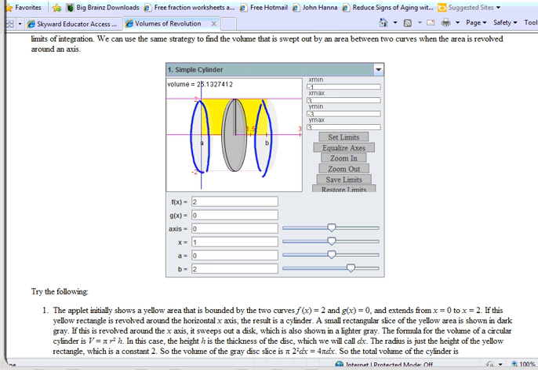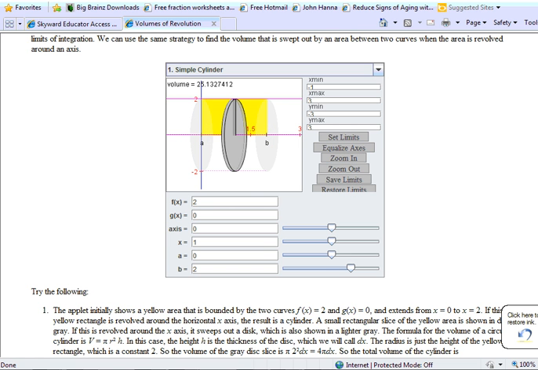Yeah, but that's the easy part, because that's the calculus. The hard part is the geometry. So I can slide this, and you can see all these little discs are the same, aren't they?